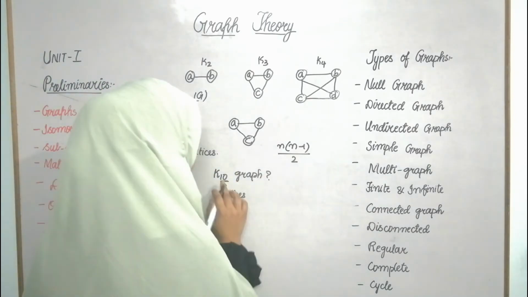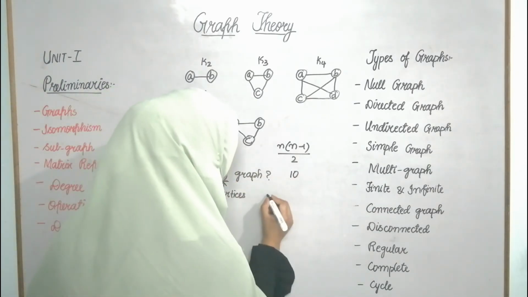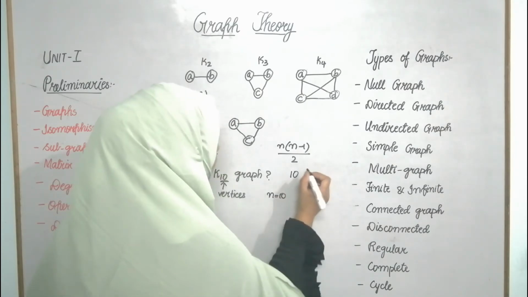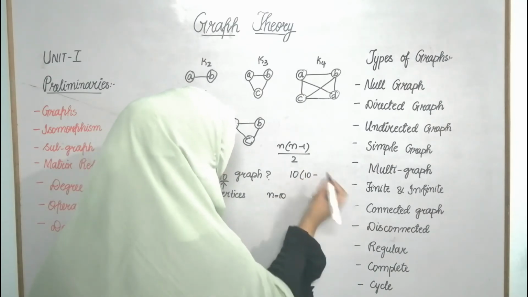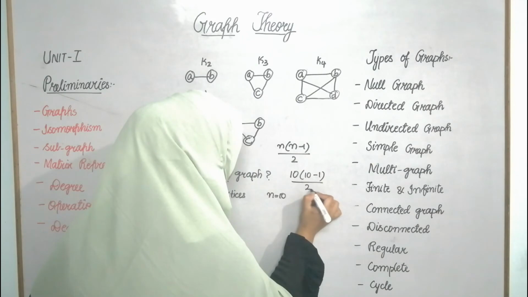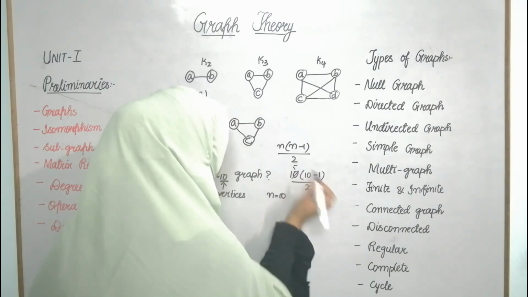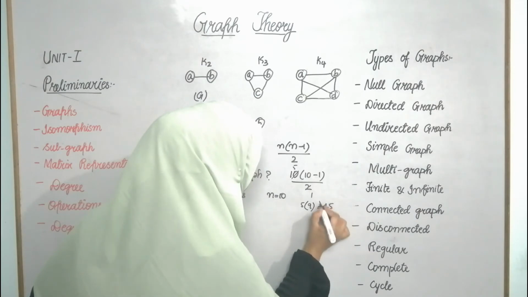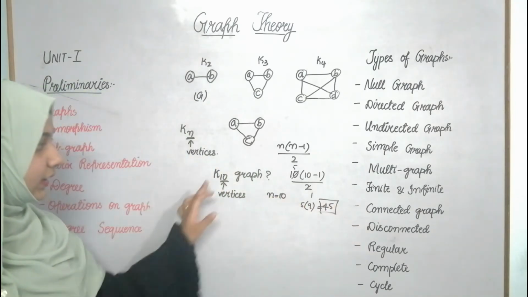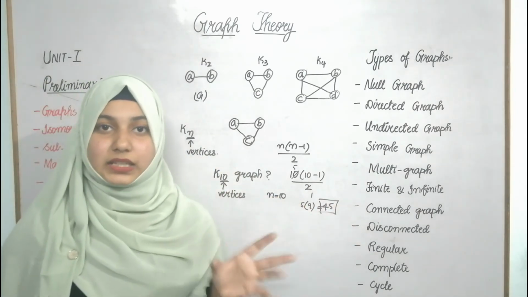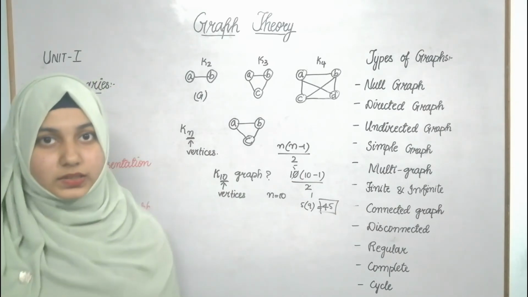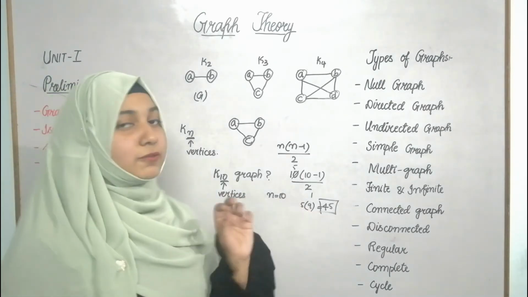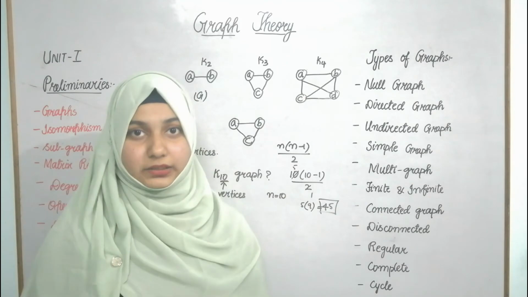लेट्स पुट दिस इन द फॉर्मूला. n is what? 10 here. n is 10. So 10 into 10 minus 1 by 2. 2 5s are 10. Now 5 into 9. 5 9s are 45. तो आपके पास 45 एजेस हो जाएंगे. ऐसे ग्राफ में जिसमें आपके पास 10 वर्टेक्स है, 10 वर्टिसेस है, तो वैसे ग्राफ में आपके पास 45 एजेस हो जाएंगे फॉर अ कंप्लीट ग्राफ.